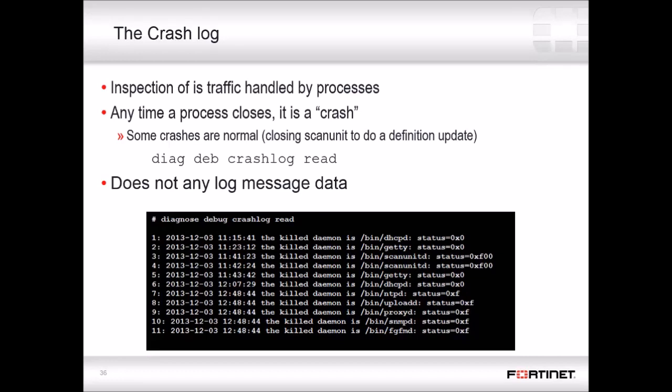A normal and fairly common thing to see in the crash log would be entries for scanunit d, which is the process responsible for virus scanning. Anytime the definitions package is updated, that process needs to close down, apply the new package, and restart. It is a normal shutdown, so you will see an entry like what is listed here for scanunit with status equals 0, which indicates it was a normal shutdown with no abnormalities.